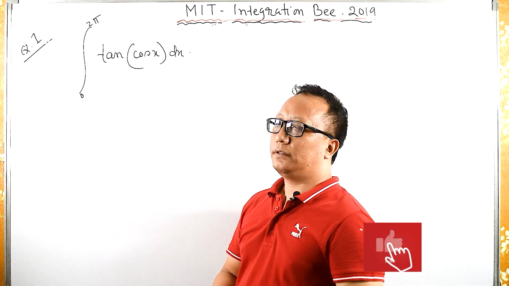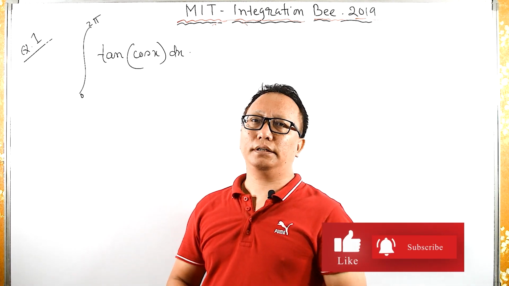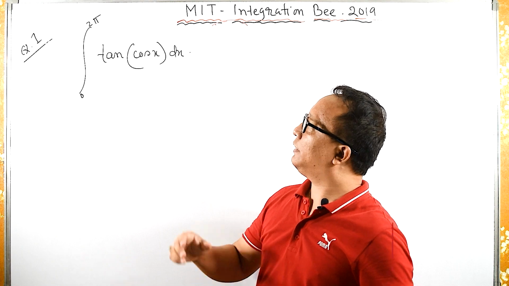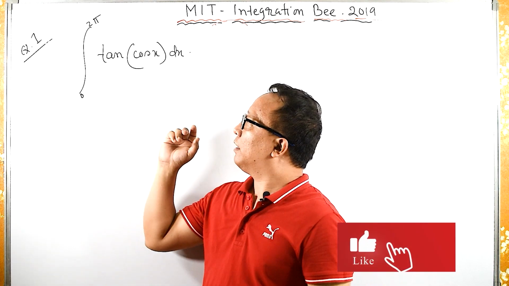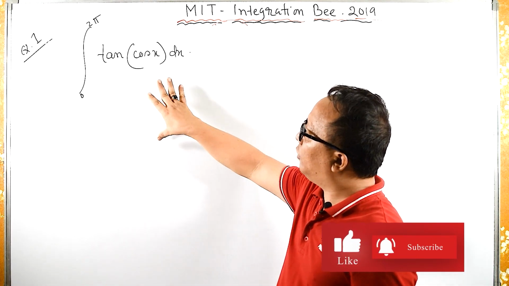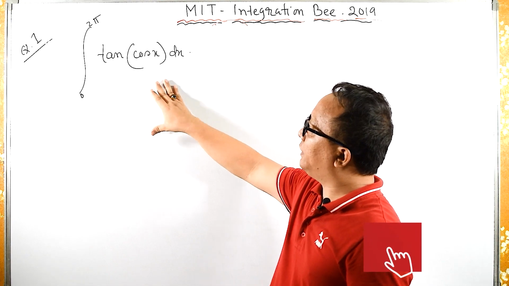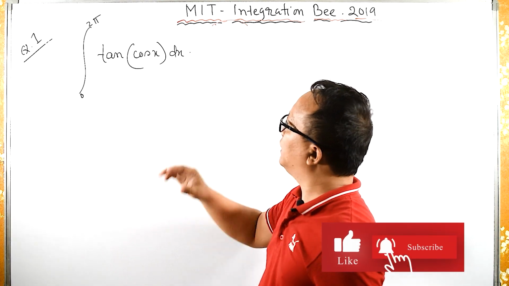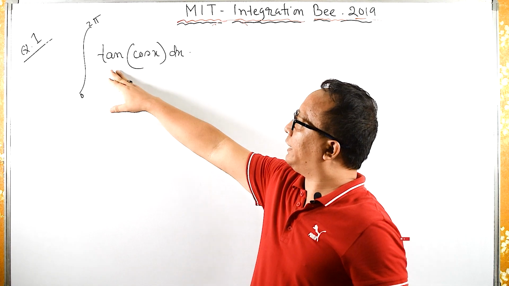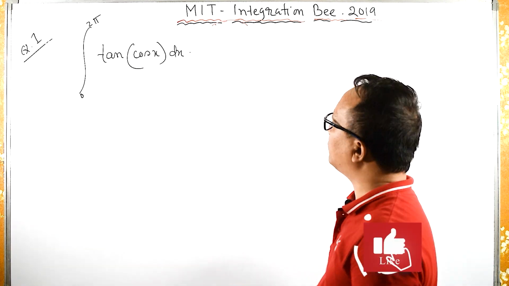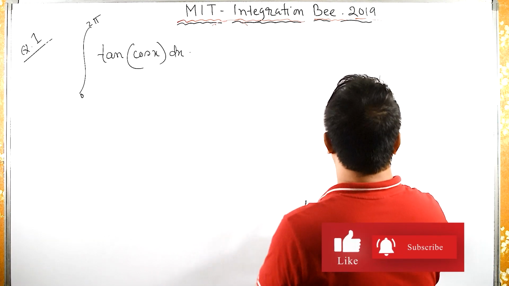Welcome back. This integration was asked by the MIT Integration Bee Qualifier exam in the year 2019, and this is question number 1. The value of this integration is equal to 0. Why? Because over here tan is an odd function. And then what about cos?